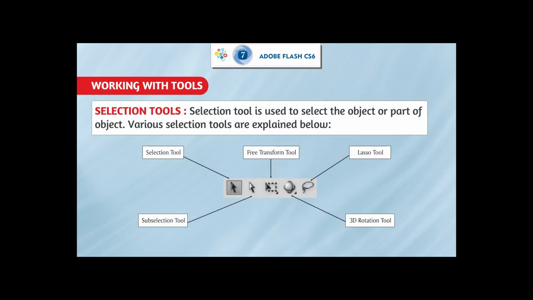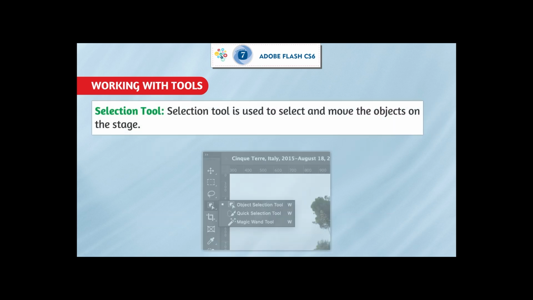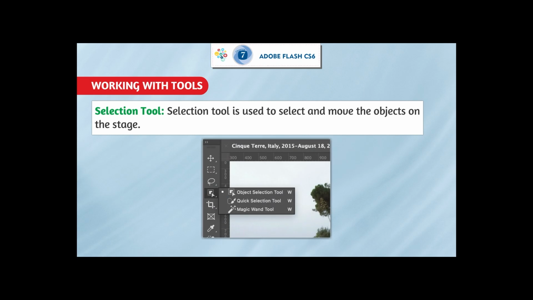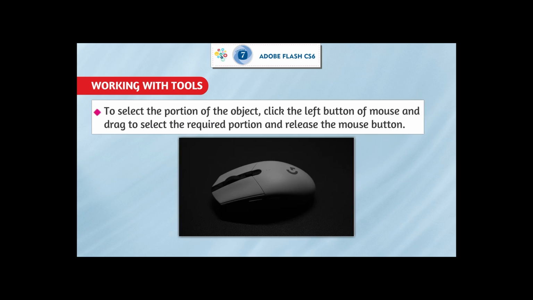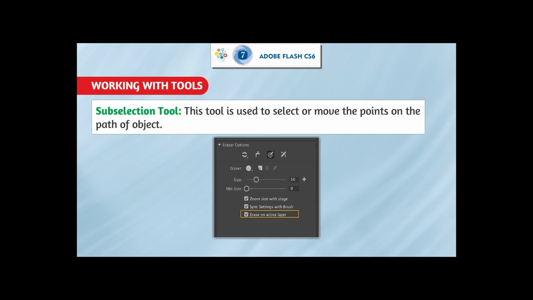Selection tools. Selection tools are used to select an object or part of an object. Various selection tools are explained below. Selection tool. The selection tool is used to select and move the objects on the stage. To select the object, click on the selection tool and then click the object. To select a portion of the object, click the left button of the mouse and drag to select the required portion, and release the mouse button.